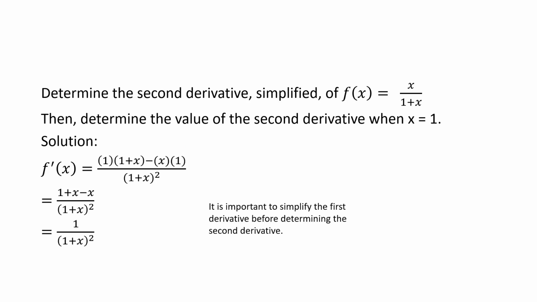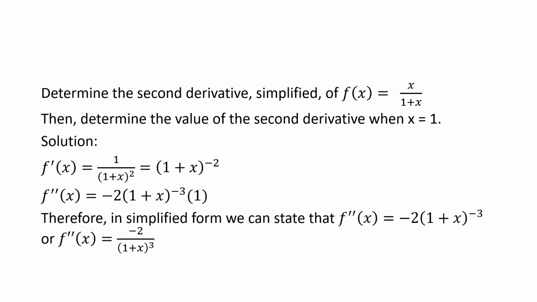Now, like it says here, we like to simplify that first derivative before determining the second derivative. We could have used just a straightforward quotient rule to determine the derivative of the derivative, but personal preference, I like to make a chain rule out of it.